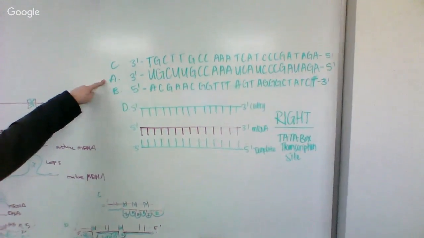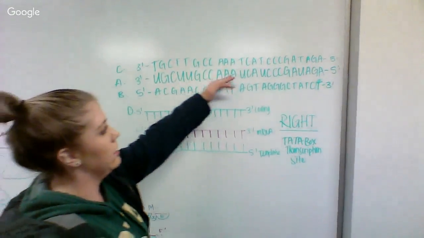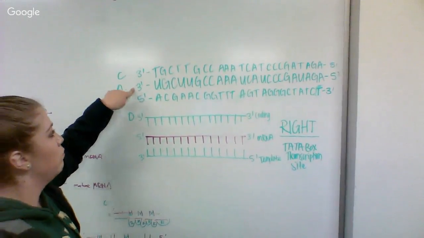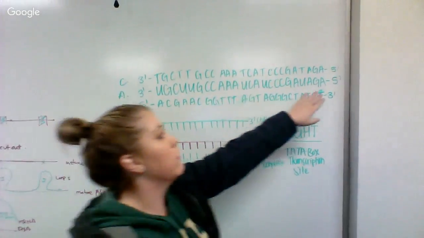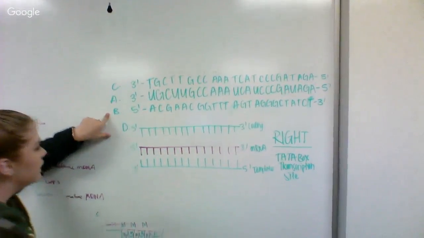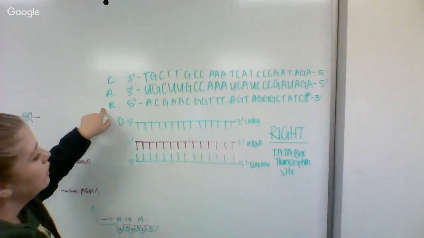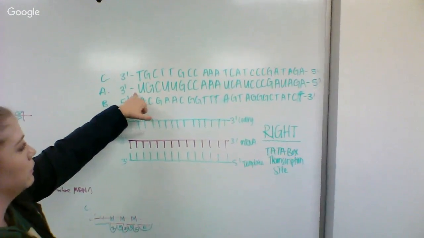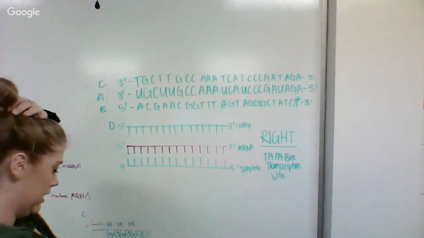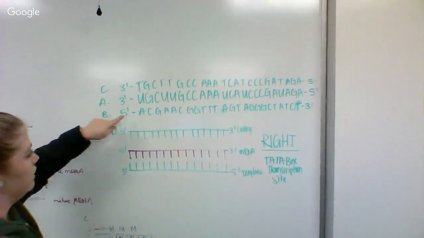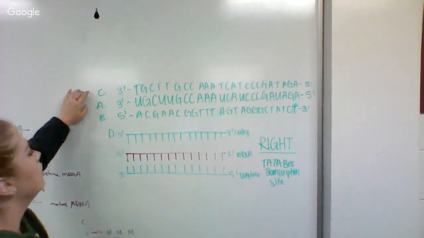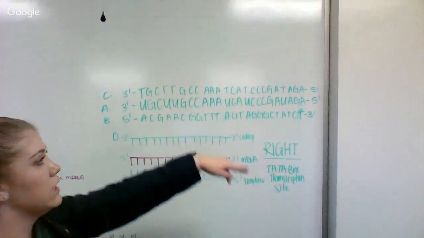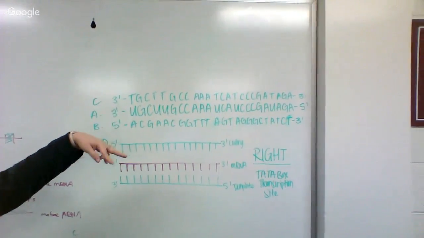So A, it's written the same way the sequence was written on the instructions. We put 3' over here and 5' over here. B, again, just mimicking the original template or the original strand given to us. Then 5' to 3', and then C, taking the original and just changing all of the U's to T's, and it's the same 3' to 5'.